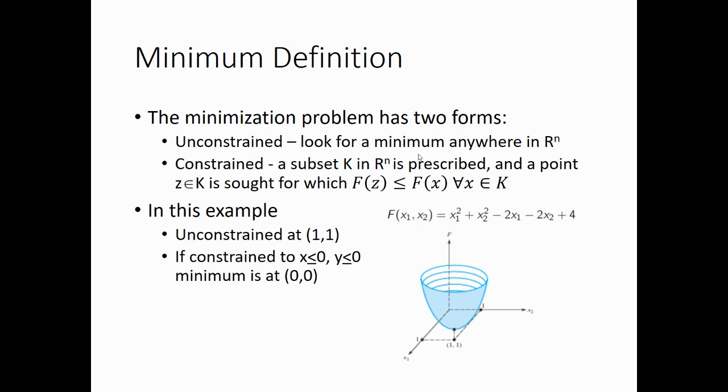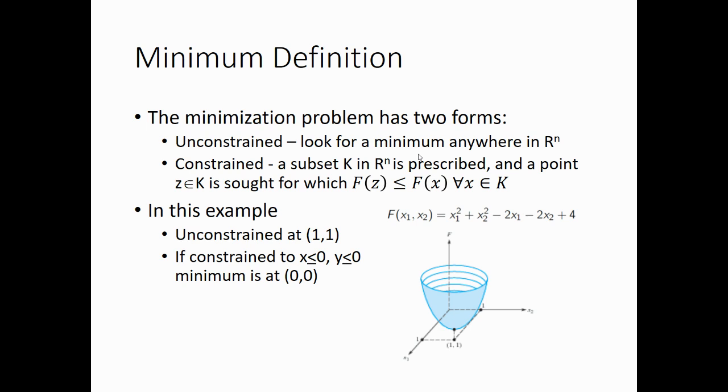So in this example, in R3, we have x1 squared plus x2 squared minus 2x1 minus 2x2 plus 4. That's a paraboloid, and we would be looking at the unconstrained case. If we were able to look anywhere, (1, 1) would be the minimum point of this function. Now, if we constrain this to x less than or equal to 0 and y less than or equal to 0, the minimum occurs at (0, 0).